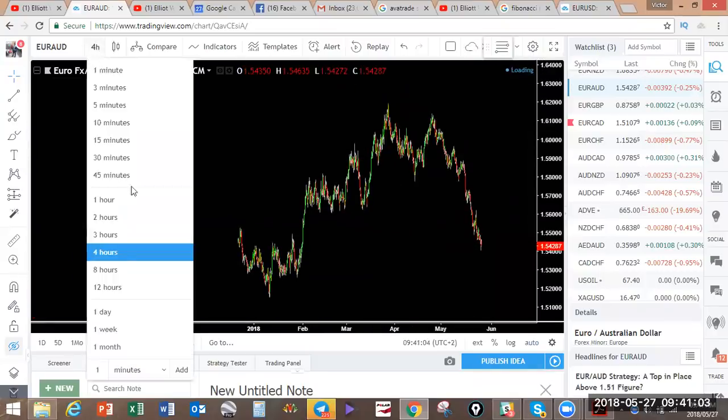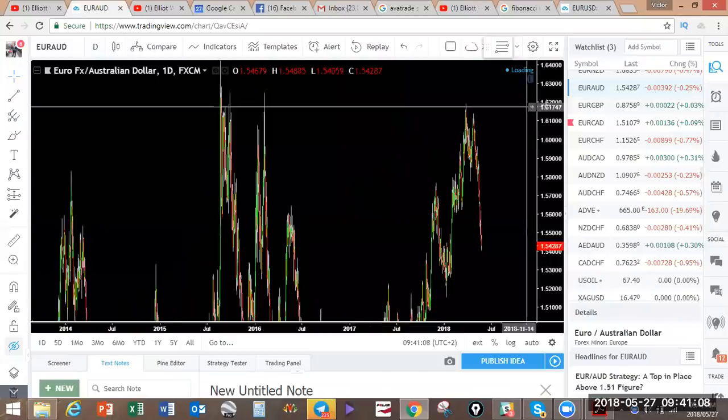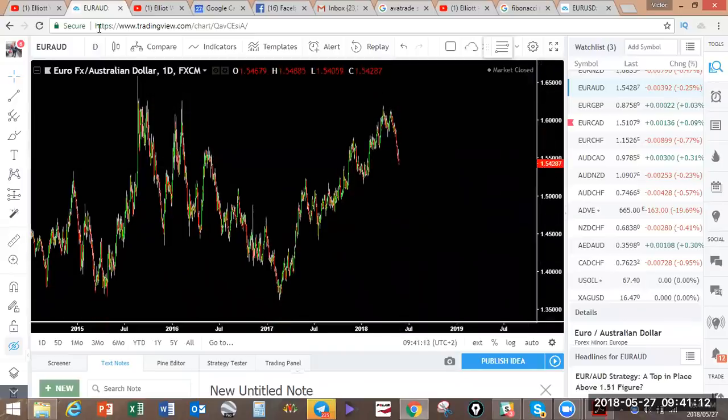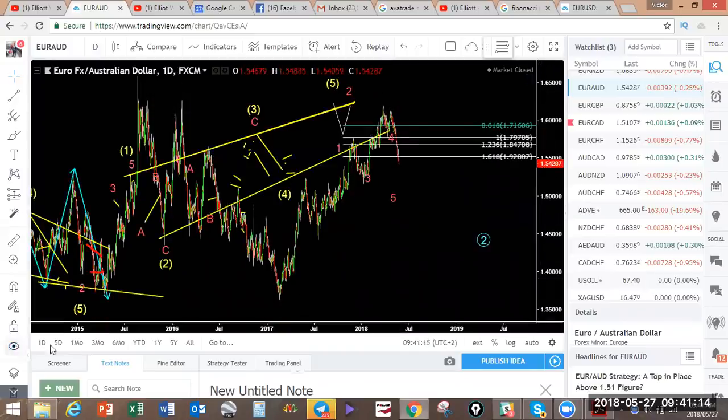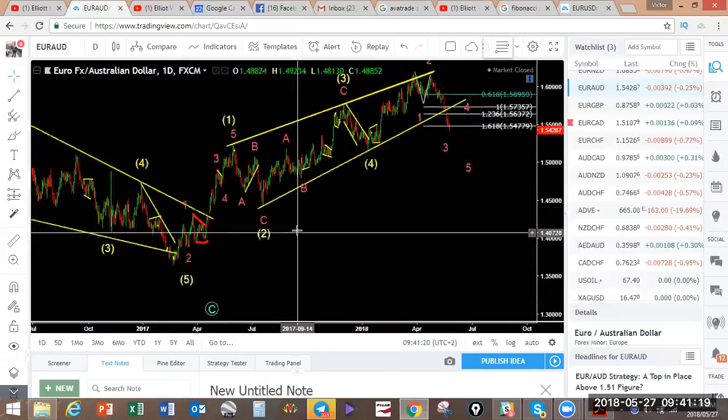Let's go to the daily. I showed you this ending diagonal here, or leading diagonal rather. It's an ending diagonal. There's the ending diagonal. Very clear. Checks all the boxes. Textbook.